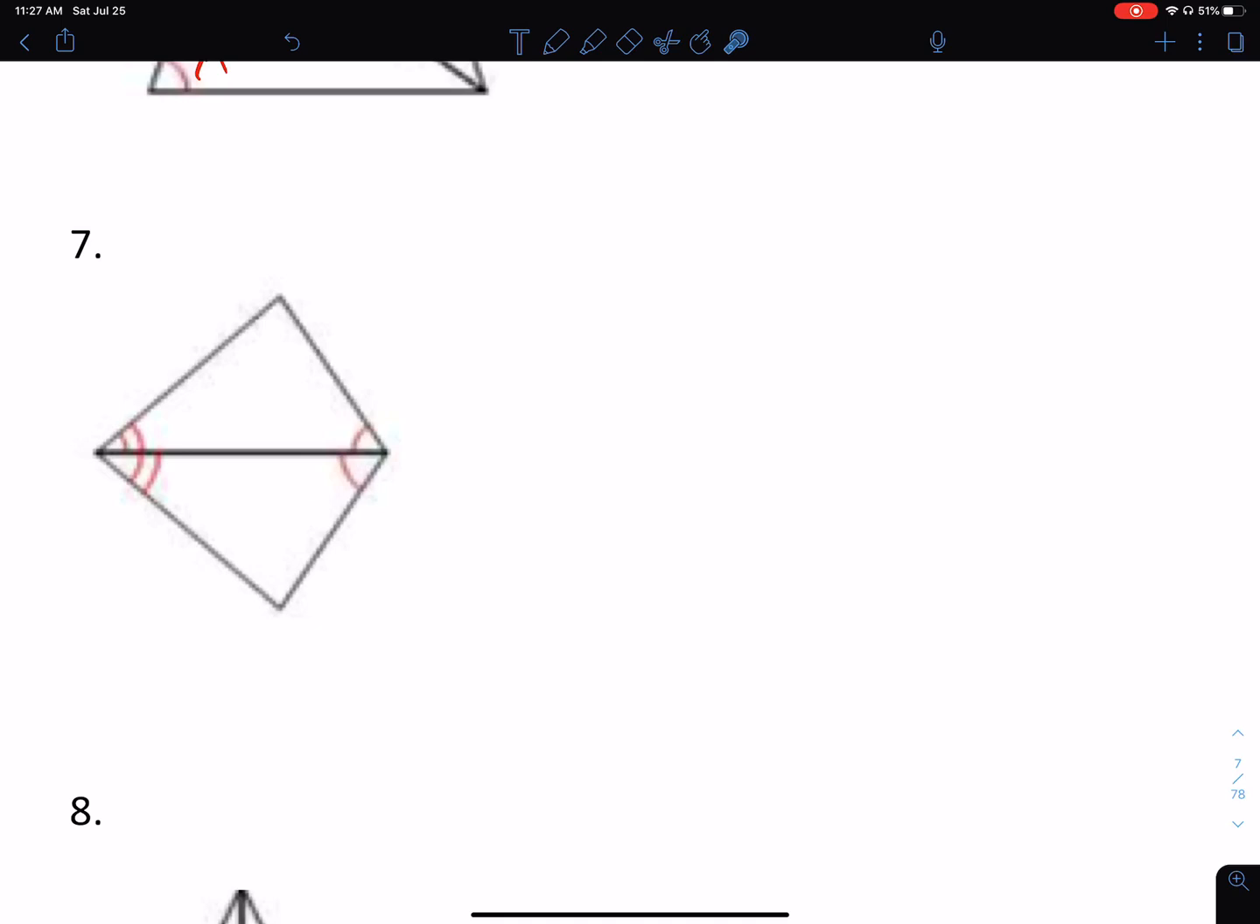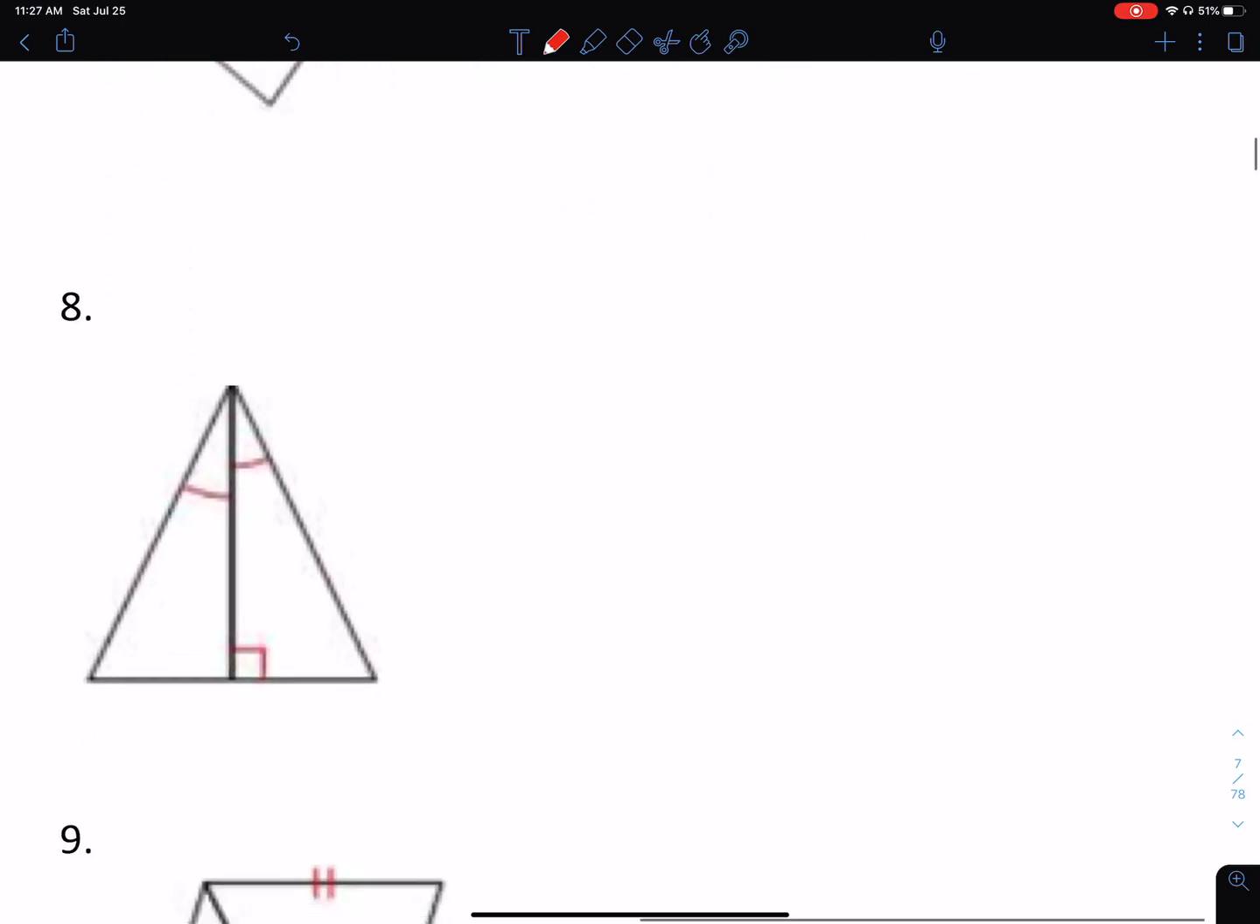Number seven, similarly, this segment's congruent to itself. So angle, side, angle. Angle, side, angle. It's not the bad word, and it's not AAA. So yes, angle, side, angle, congruency postulate.